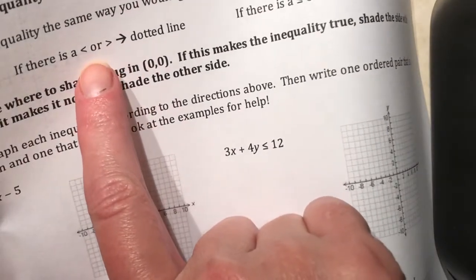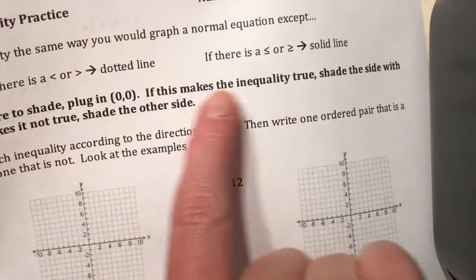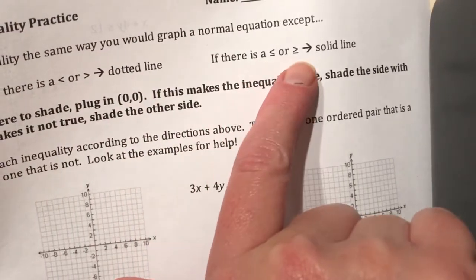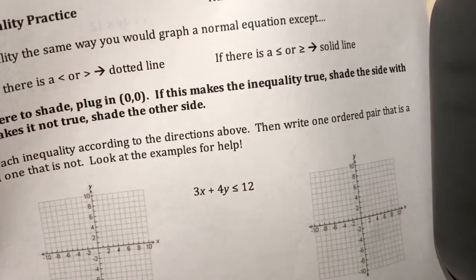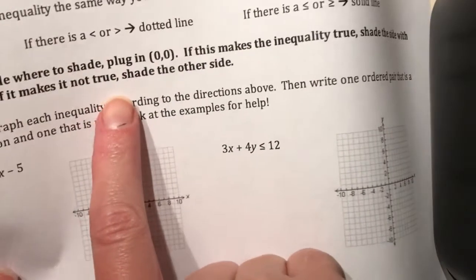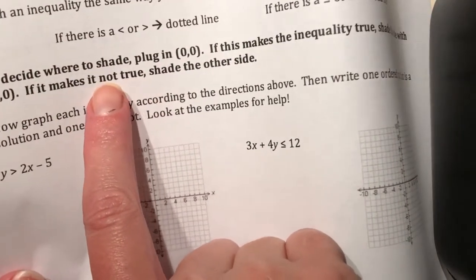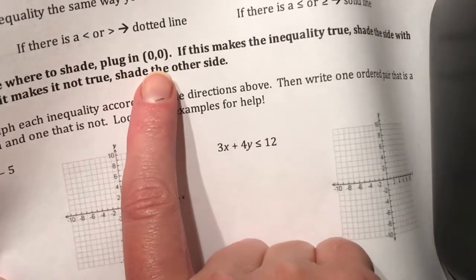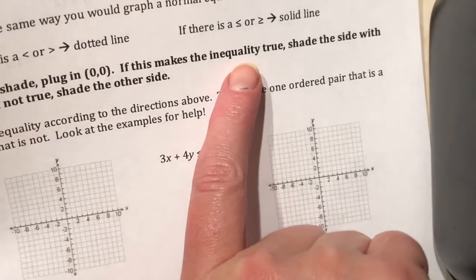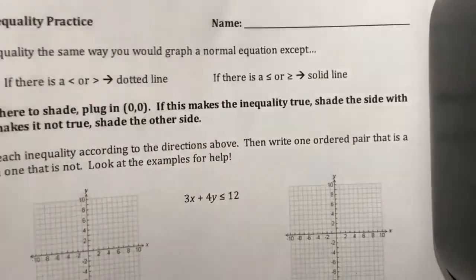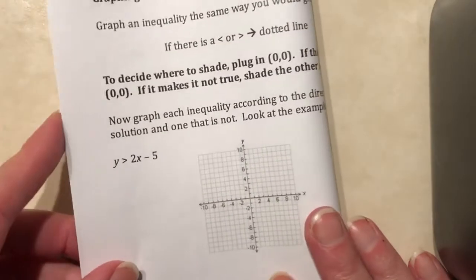Using less than or greater than, we're going to use a dotted line, and less than or equal to or greater than or equal to, a solid line. And some great reminders. This would be awesome to put on an index card. Plug in 0, 0. If it makes it true, shade the side with the 0, 0. If it's not true, shade the other side. So great little idea there.